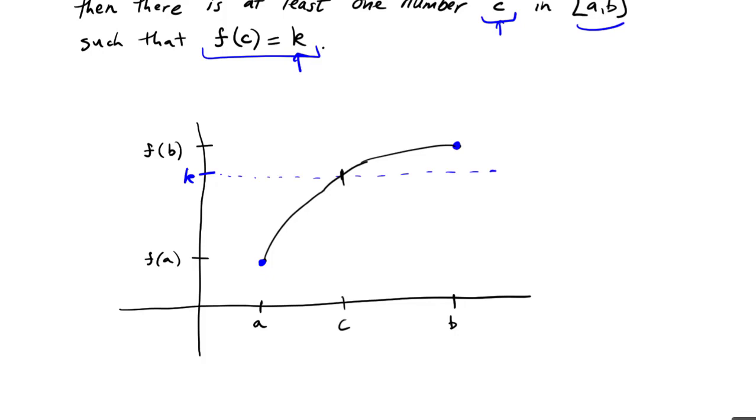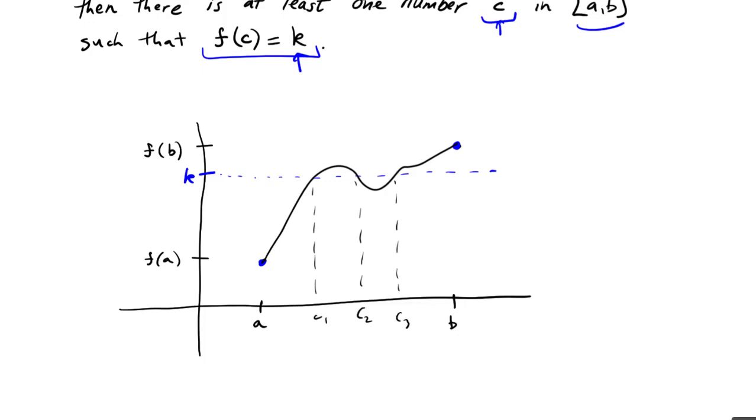I can try other ways, but if I try to avoid it for a while, eventually I would have to cross. So there would be a c. I can't get there if the function is continuous. I might even cross multiple times, but still there's at least one. There'll be a c1 there, a c2 there, and another c3. There are three places. The theorem guarantees that somewhere it'll happen. It can happen more than once.